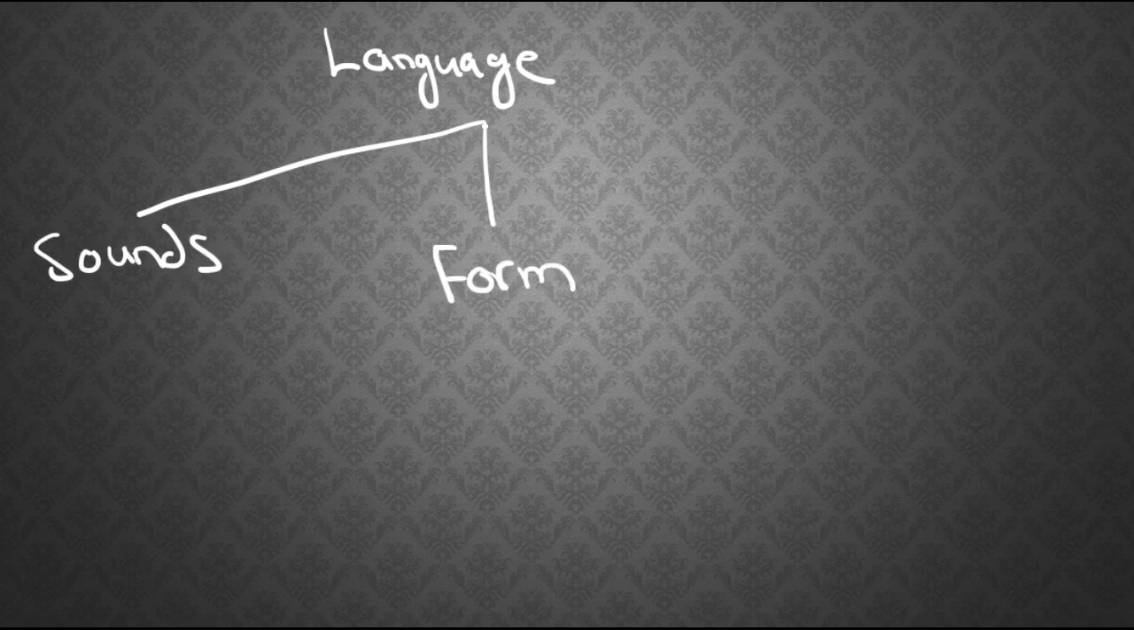Now language is really broken up into three main forms. You're going to need the sounds, you're going to need a certain form, and you're going to need meaning. For example, in the sentence, Bob ate the apple, our sounds are, as you can see, B, another B, and so on and so forth.